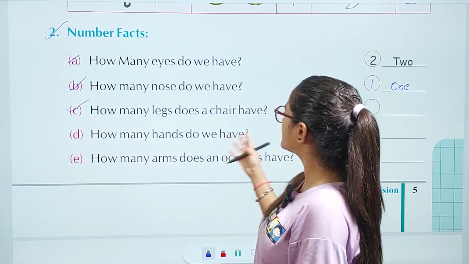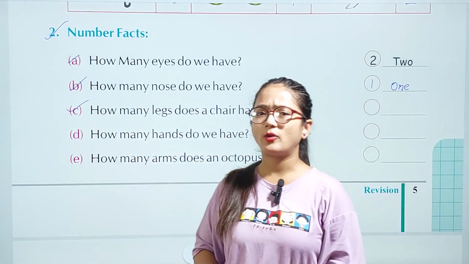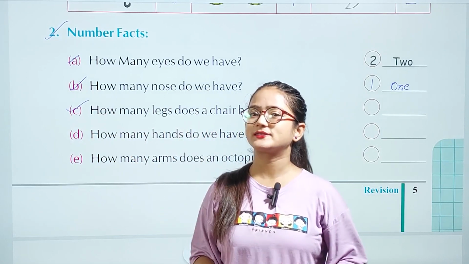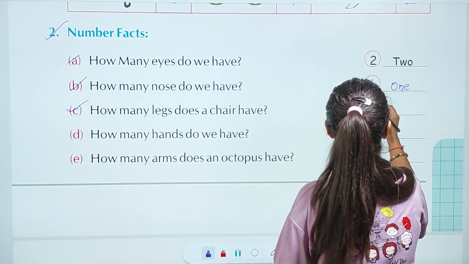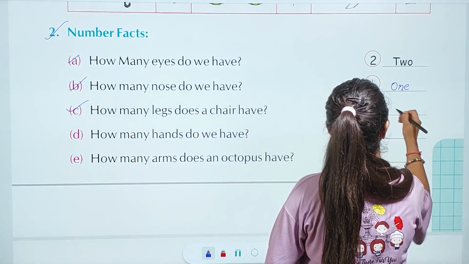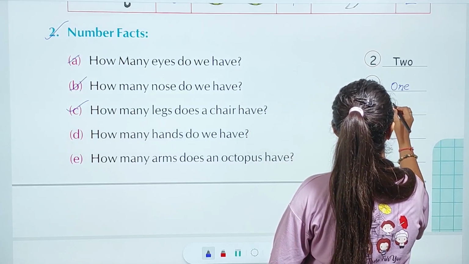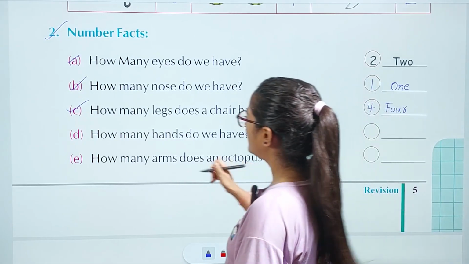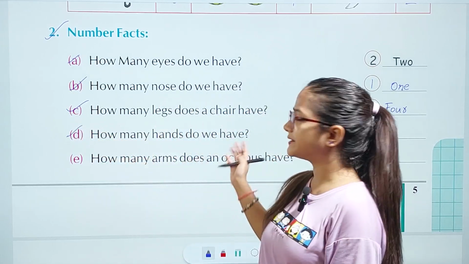How many legs does a chair have? A chair has 4 legs. Okay, so you have to write down number 4 here and then write down the number name, F-O-U-R. Next one.